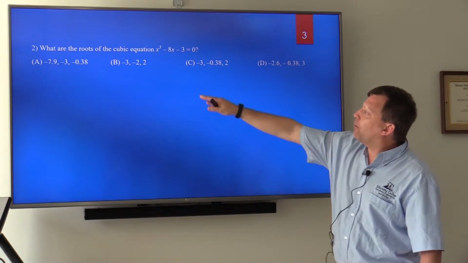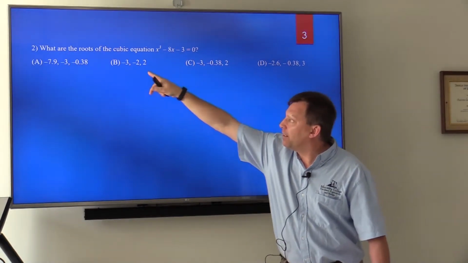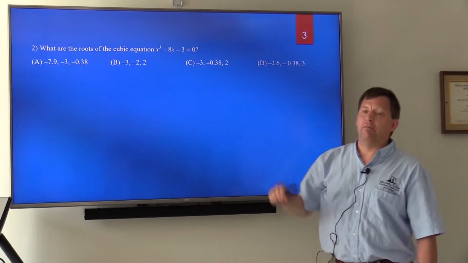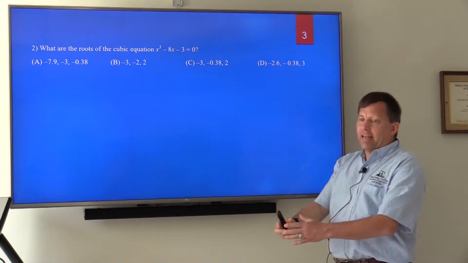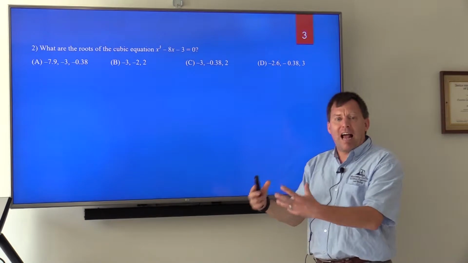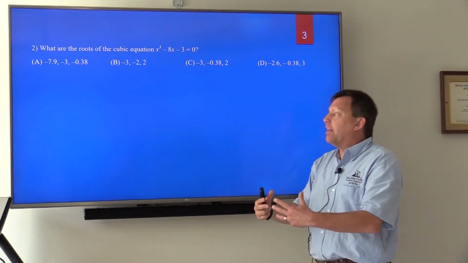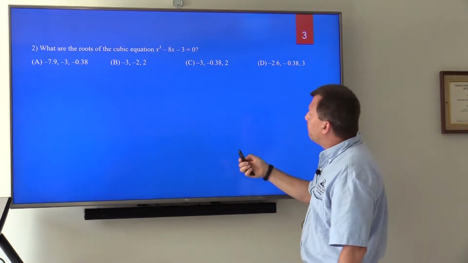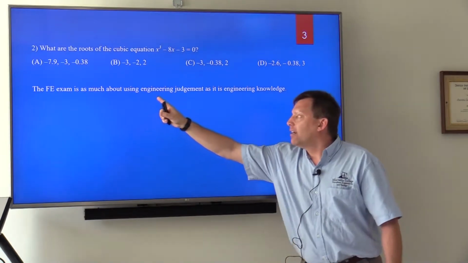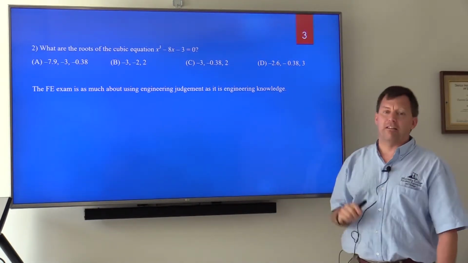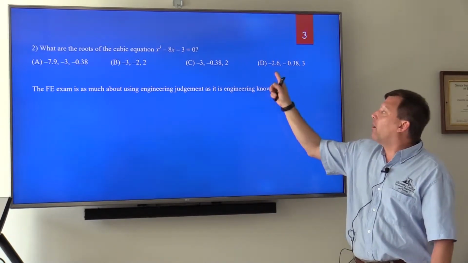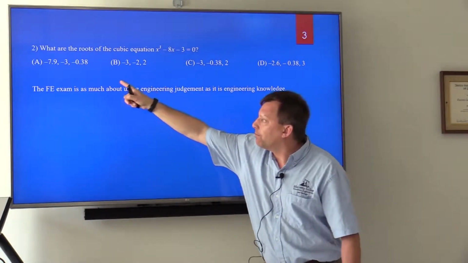So here we have an equation given, and we want to find the roots of the cubic equation. The first thing we can do is expand it and try to figure out how we're going to solve a cubic equation by hand. However, as engineers, these exams are as much about using engineering judgment as engineering knowledge. Look at all of these answers here.